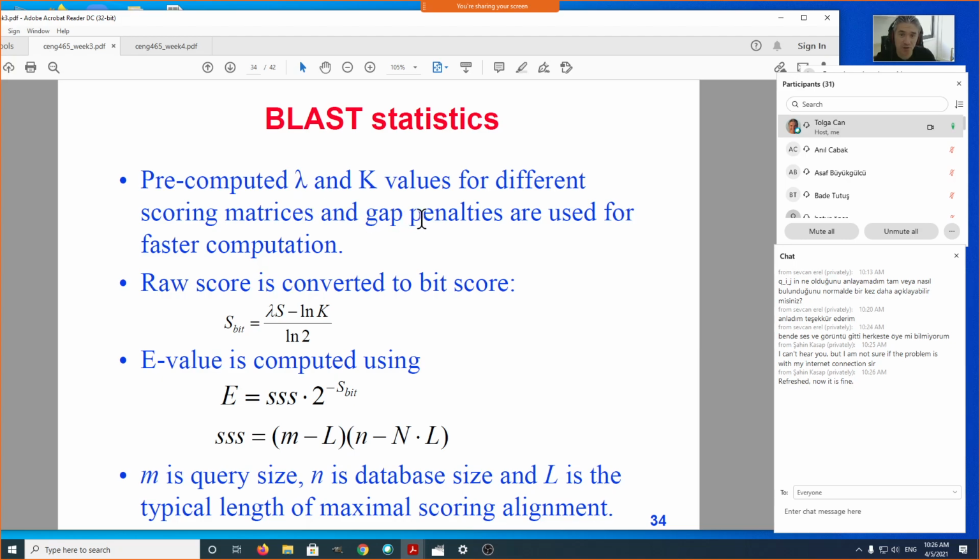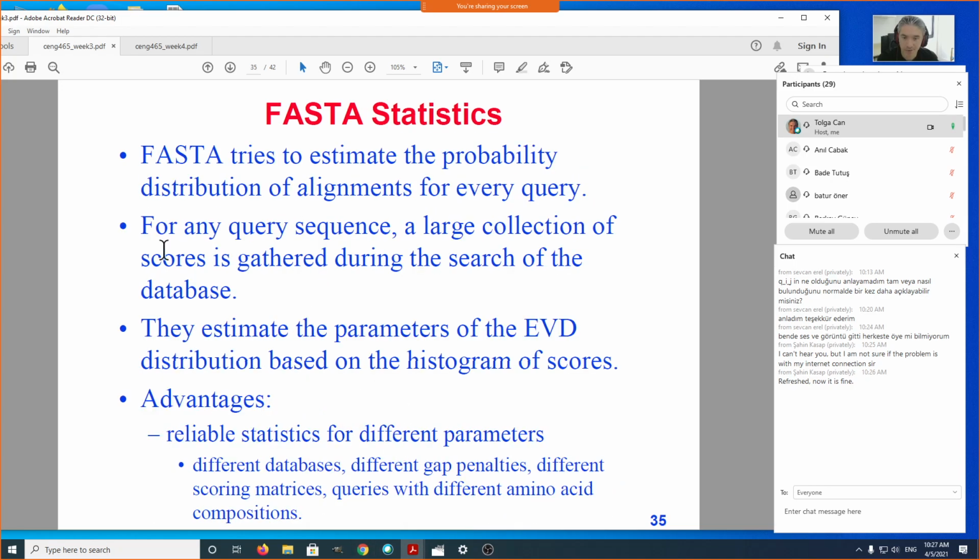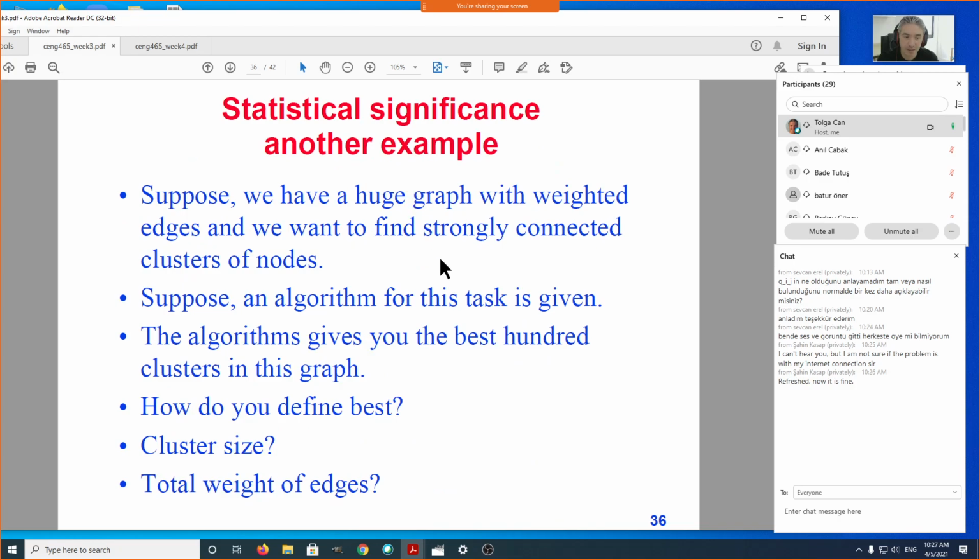Pre-computed lambda and K values are used for different scoring matrices and gap penalties in BLAST queries. They first convert the raw score to a bit score. Then the e-value is computed by multiplying this bit score by this. So bit score means that they use log base 2, a conversion from log base e to log base 2. And FASTA also tries to use this null distribution to compute something empirically.